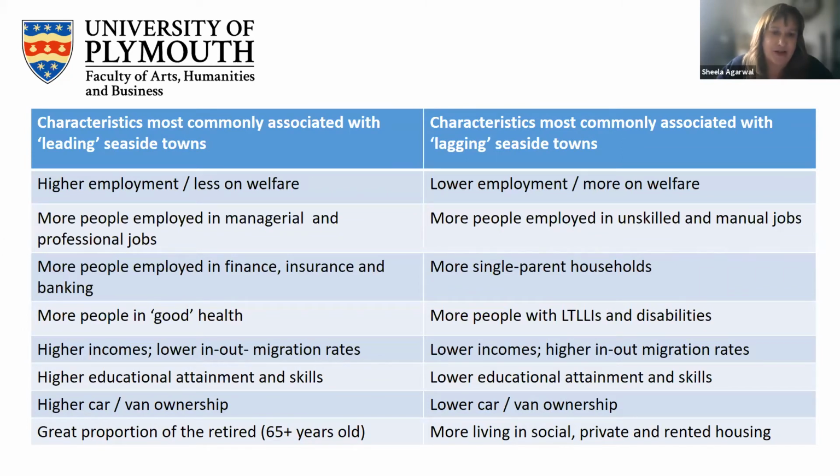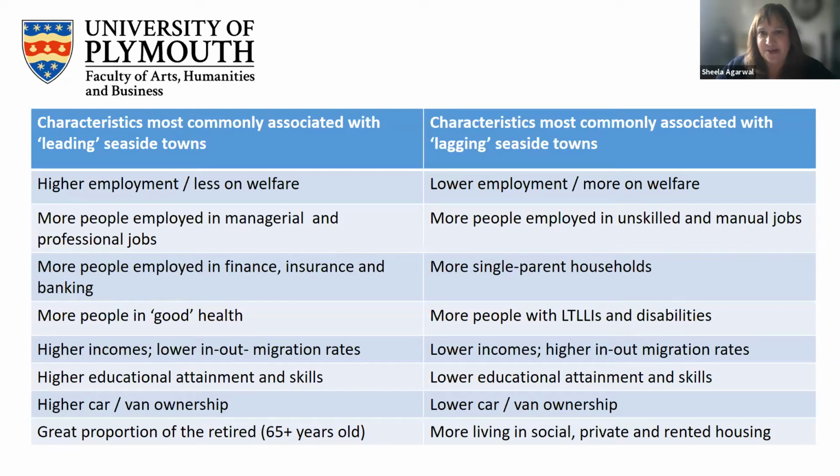These were significant differences, these variables, between the leaders and the laggers. And again, it's not particularly surprising that the characteristics most commonly associated with leading seaside towns were that those towns exhibited higher employment, less people on welfare, more people employed in managerial and professional jobs, more people employed in finance, insurance, and banking. There were more people within the towns in good health. They enjoyed higher incomes. There was lower in and out migration, higher educational attainment and skills, higher car and van ownership, and what might be surprising to some, a greater proportion of the retired, 65 plus years old, were associated with leading seaside towns.